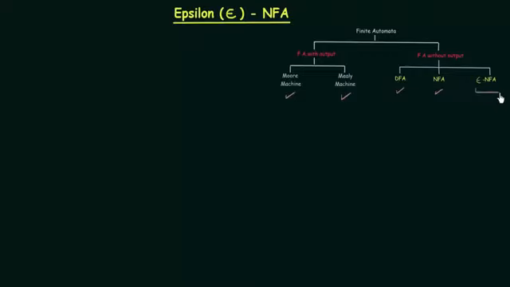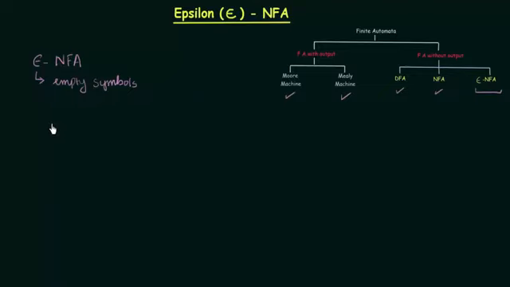Now the only topic that is left in this is epsilon NFA, which we will discuss in this lecture. So let's first try to understand what this epsilon NFA is. What is this epsilon? This symbol right here is called an epsilon symbol, and it is used to represent empty symbols or null symbols. That means it is used to represent nothing. That will become clear when we take an example.